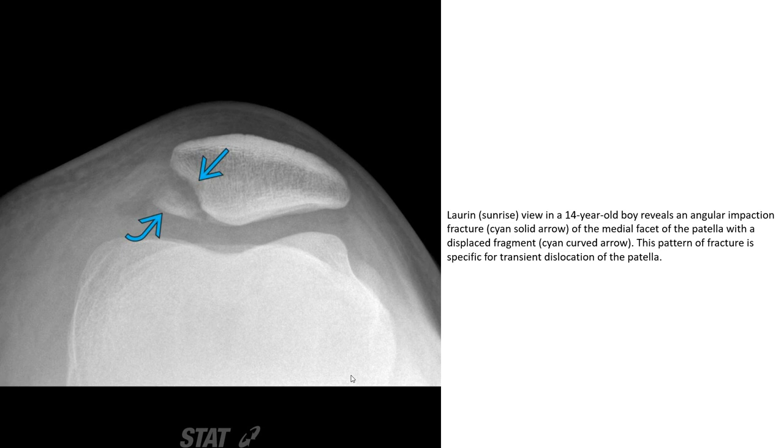This is the skyline or sunrise view of the knee radiograph, showing an angular impaction fracture, solid arrow, of the medial facet of the patella with a displaced fragment, curved arrow. This pattern of fracture is specific for transient dislocation of the patella.